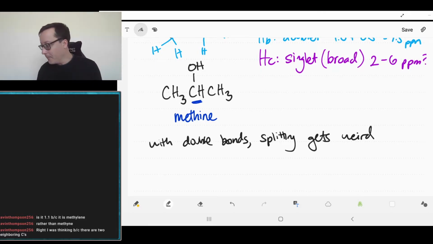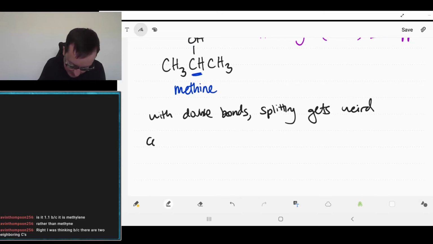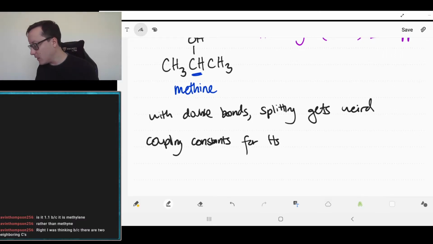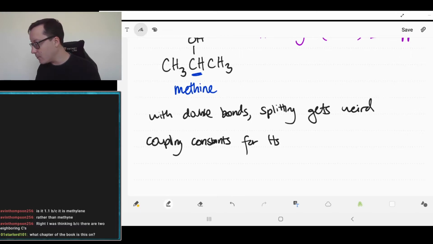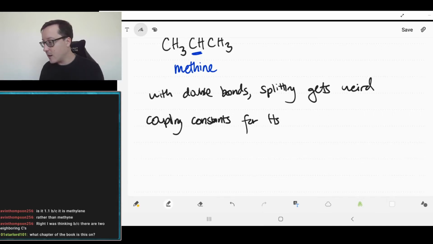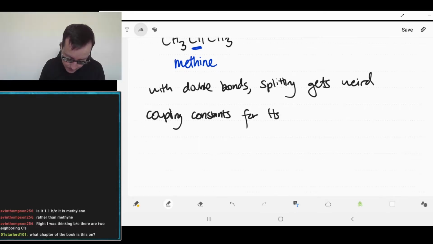When double bonds are involved, though, we're going to see that the splitting gets weird. So we're not going to have as normal of splitting patterns as we would like to see when we have, let me get the table of J values here. With double bonds, splitting gets weird because they see things differently. So we're going to see that there are a bunch of coupling constants for hydrogens. Is there a table in here, roughly, of the coupling constants? I don't see one very nicely. But suffice it to say, the coupling constant for hydrogens, we're going to have different types. This is chapter 15.